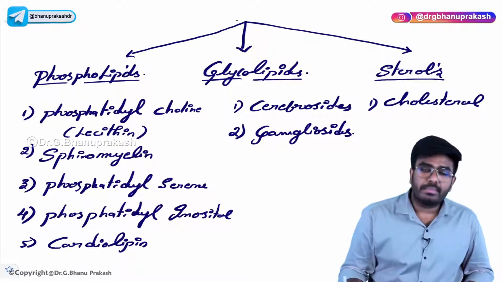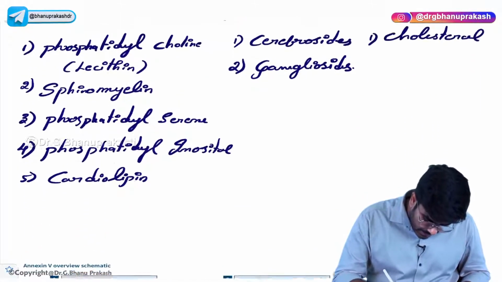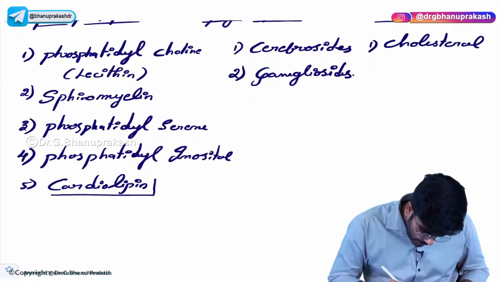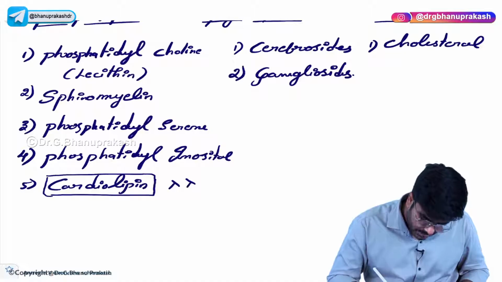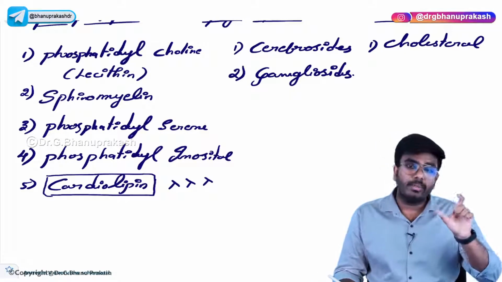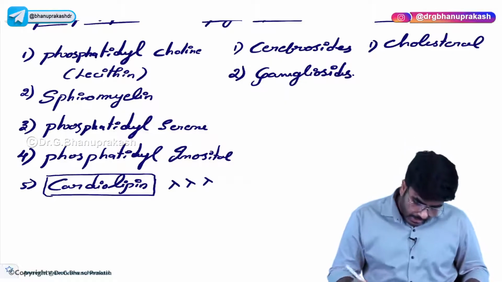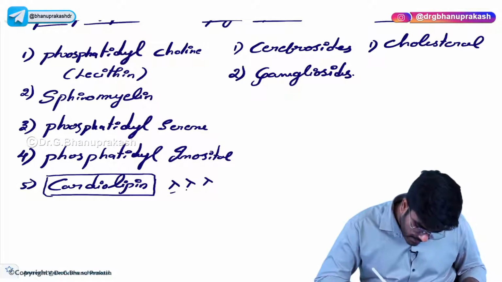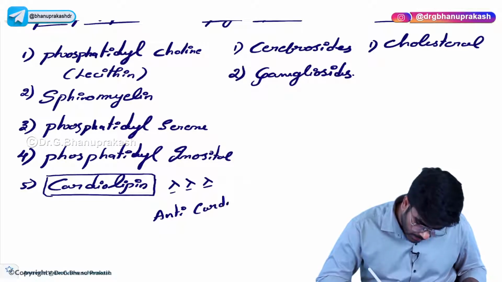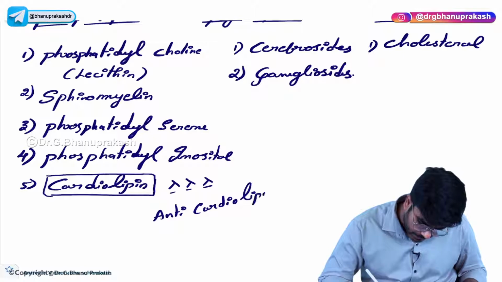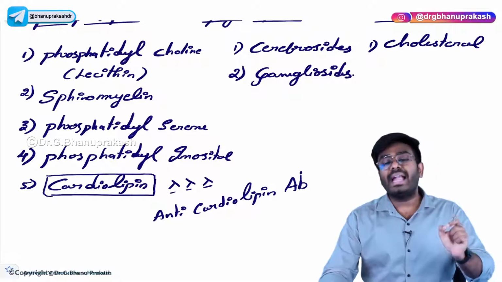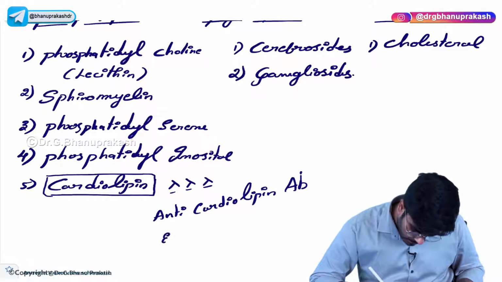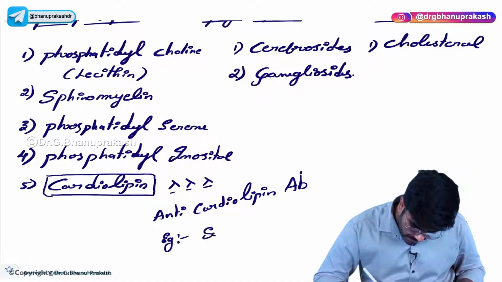Here for your exams, I just want you to know this cardiolipin. Now there are certain diseases where the person is going to produce antibodies against this cardiolipin phospholipid. We can call these antibodies anti-cardiolipin antibodies. So what are those diseases where you can see anti-cardiolipin antibodies? Two important such diseases are syphilis.